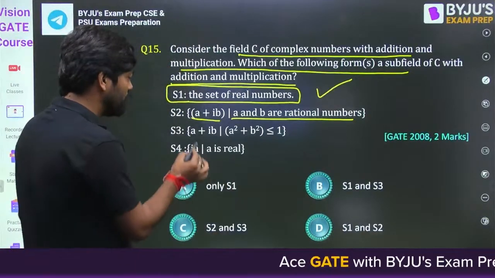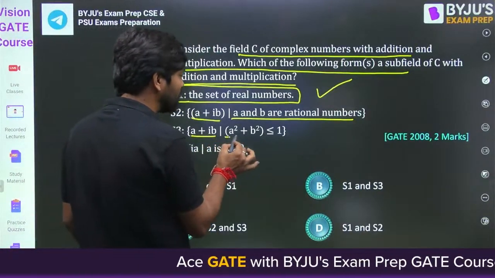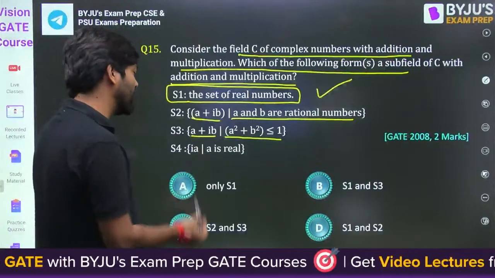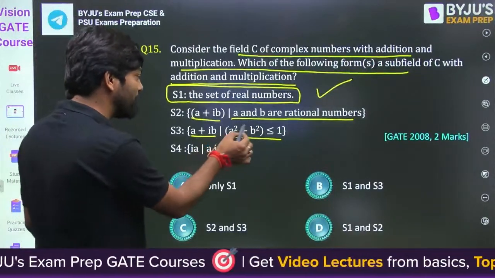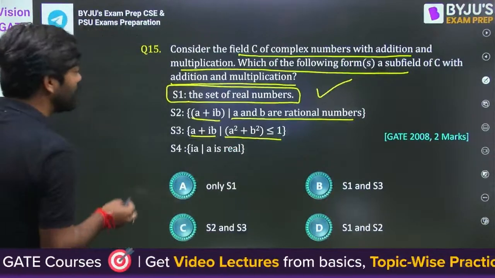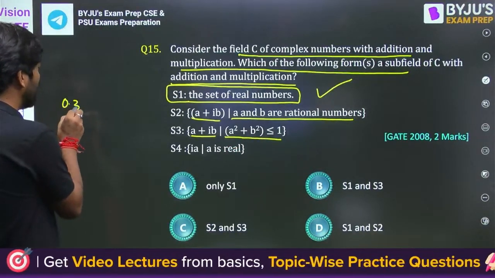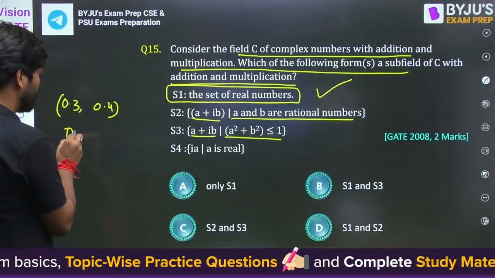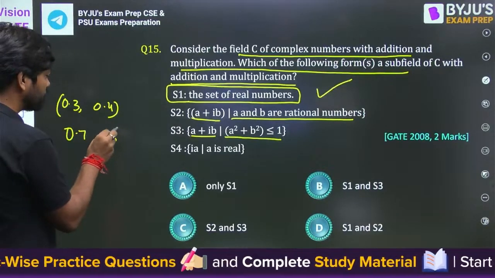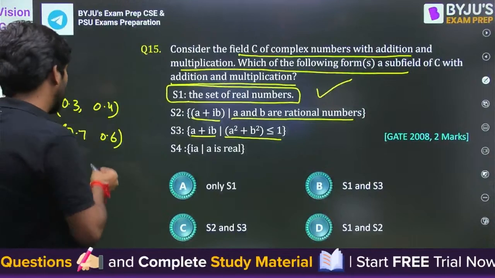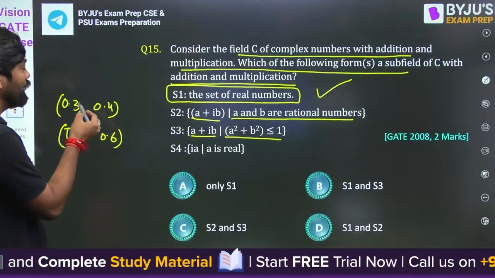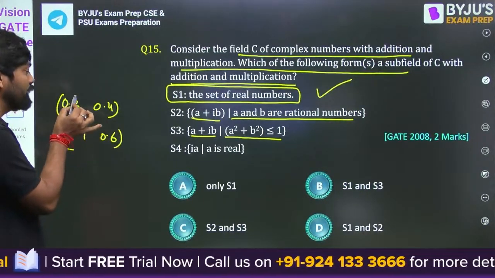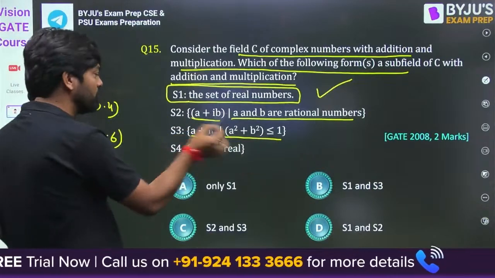But see clearly in this one, they are telling A plus iB such that A square plus B square is less than or equal to 1. If you think like this, let me take two points here, like 0.3 and 0.4, and here 0.7 and 0.6. If you take 0.3 and 0.4 and square them, 0.3 square plus 0.4 square will be less than or equal to 1. So this will be in the relation.